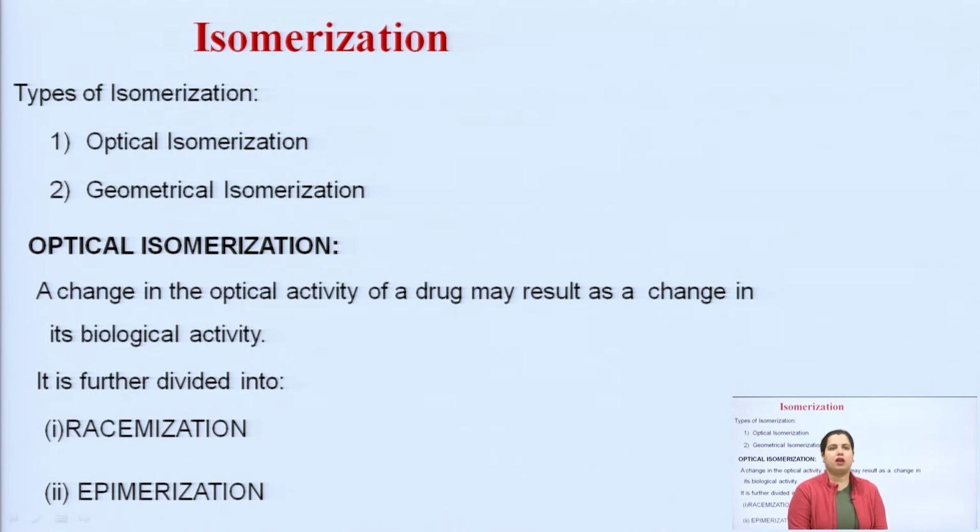So, the types of isomerization are optical isomerization and geometrical isomerization. First, we will talk about optical isomerization. A change in the optical activity of a drug may result in a change in its biological activity. It is further divided into racemization and epimerization, right.